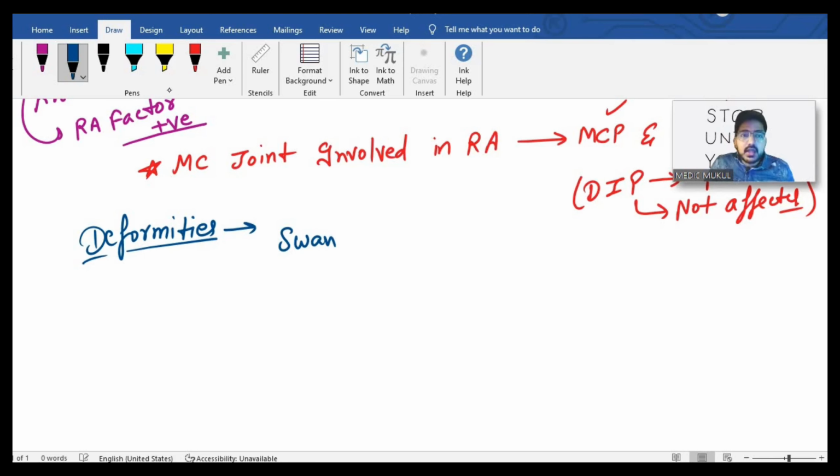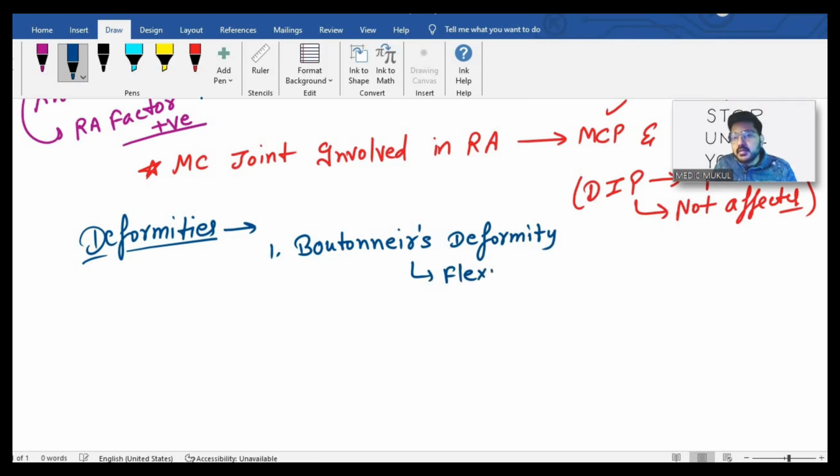Okay, before that let me write it first, Boutonniere deformity. Let me write, because B comes first, that's why. So remember the Boutonniere deformity. In the Boutonniere deformity, remember, we will have the flexion at PIP, and there will be the extension at DIP. There is a flexion at PIP and extension at DIP. I hope this is clear.